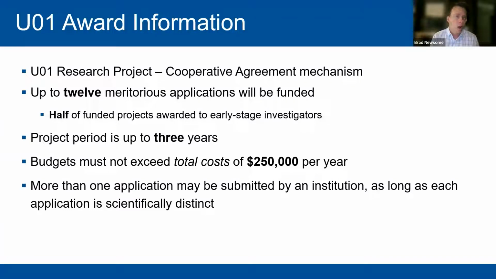So while we are not discouraging established investigators to apply, please note that we are utilizing this also as a capacity building opportunity by supporting a minimum number of early stage investigators. These projects will be funded for up to 3 years, and budgets must not exceed total costs, direct and indirect costs, of $250,000 per year for each of the 3 years. More than one application may be submitted by an institution as long as each application is scientifically distinct.